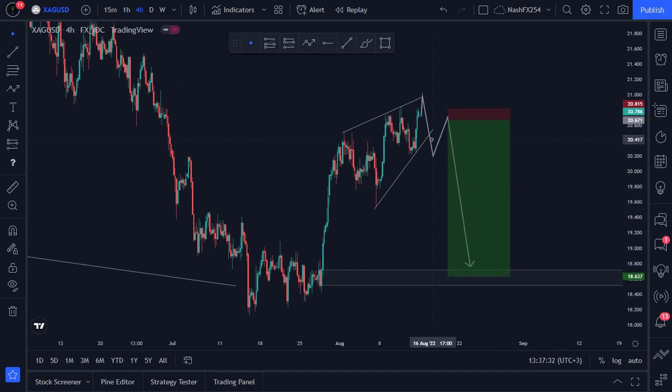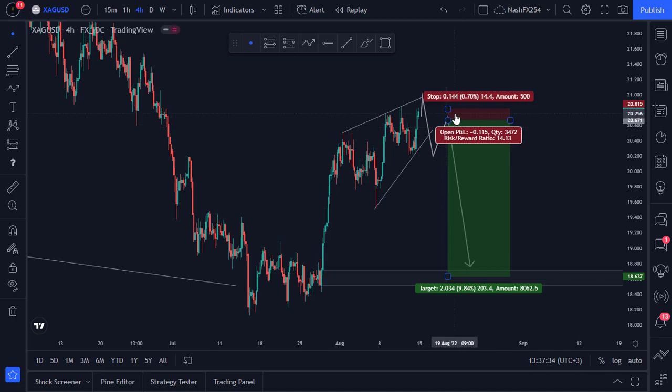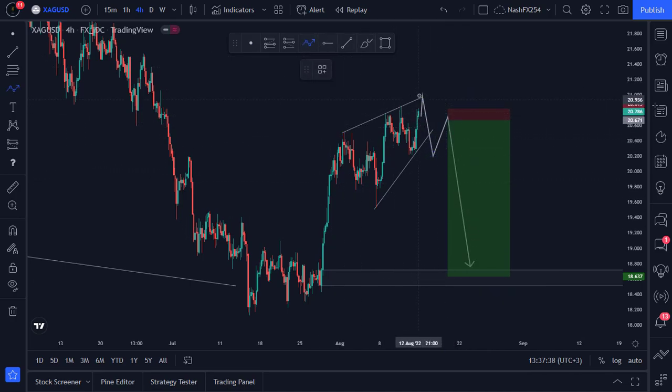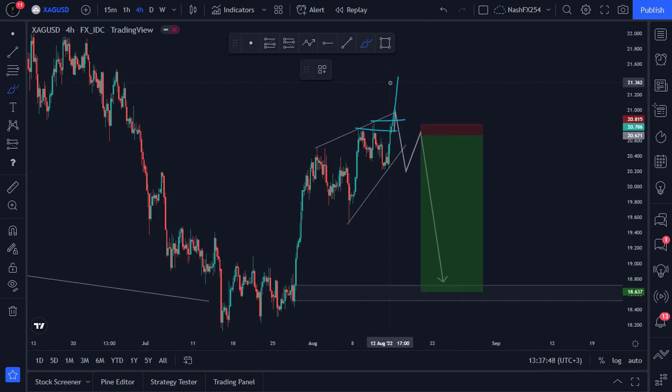Okay, so wait on this pullback over here, and then we enter the trade. If this price continues pushing up from here, there is no need. If it will continue breaking these highs over here and pushes up, we'll let it go, because our overall move is towards the downside. So be aware of what's happening in these levels over here.